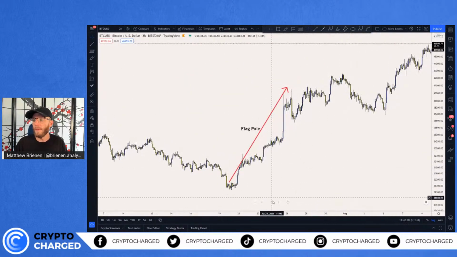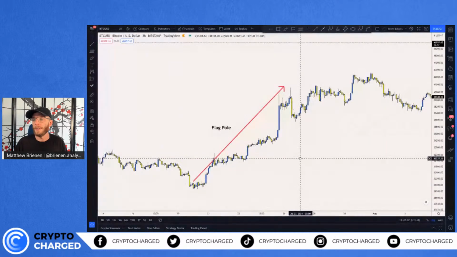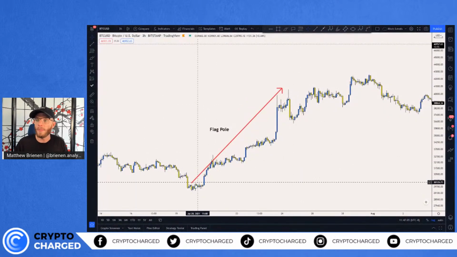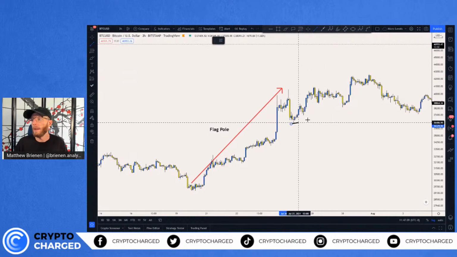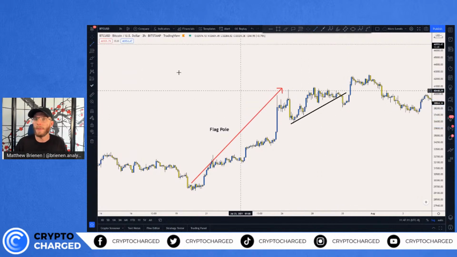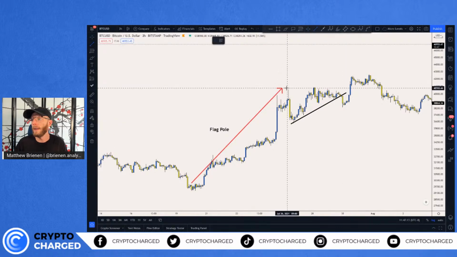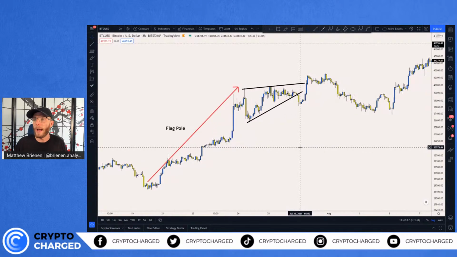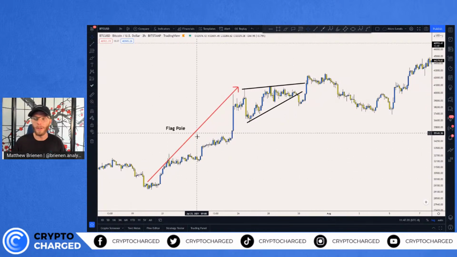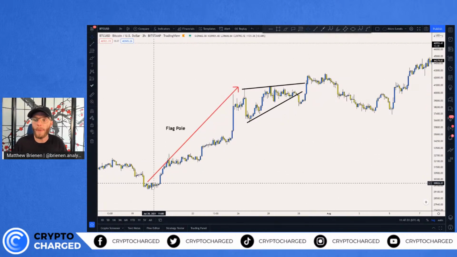So we see price move up very, very violently, very quickly. This is very exciting, right? But after price moves up in this flagpole pattern, we can see a flag form. It's a series of trend lines, and we see some sort of overhead resistance form here. Again, it literally looks like a flagpole popping up out of the ground.